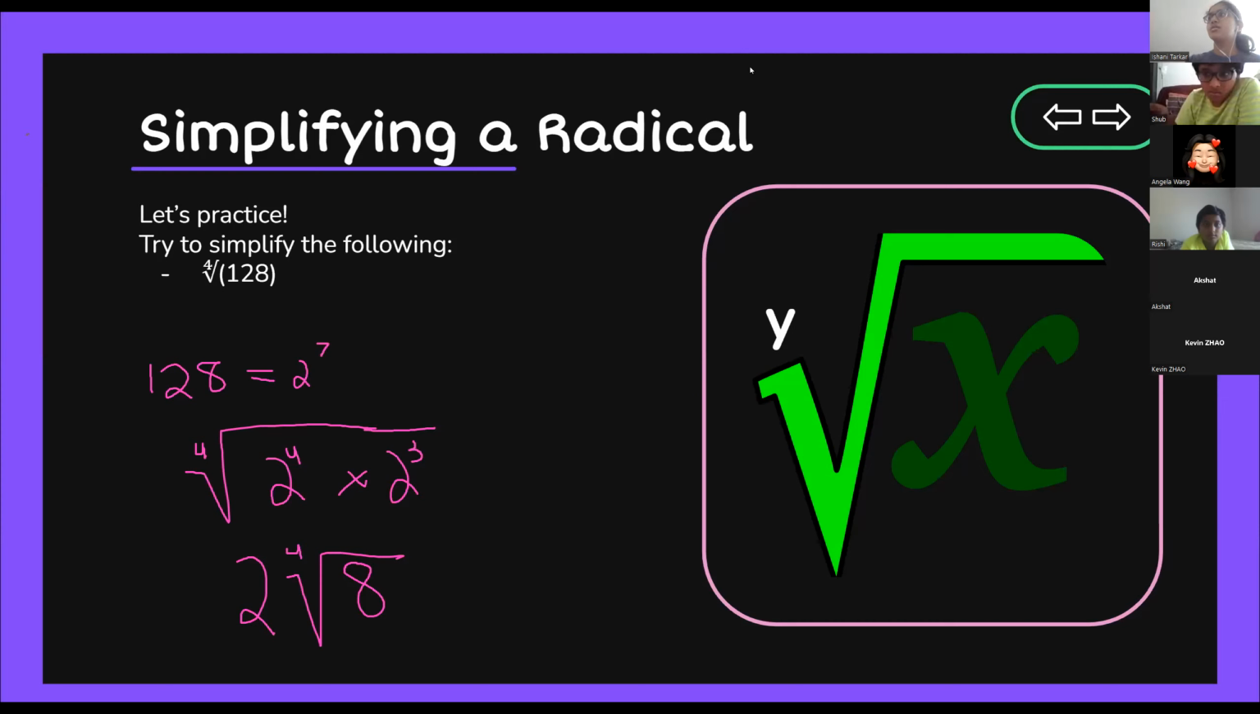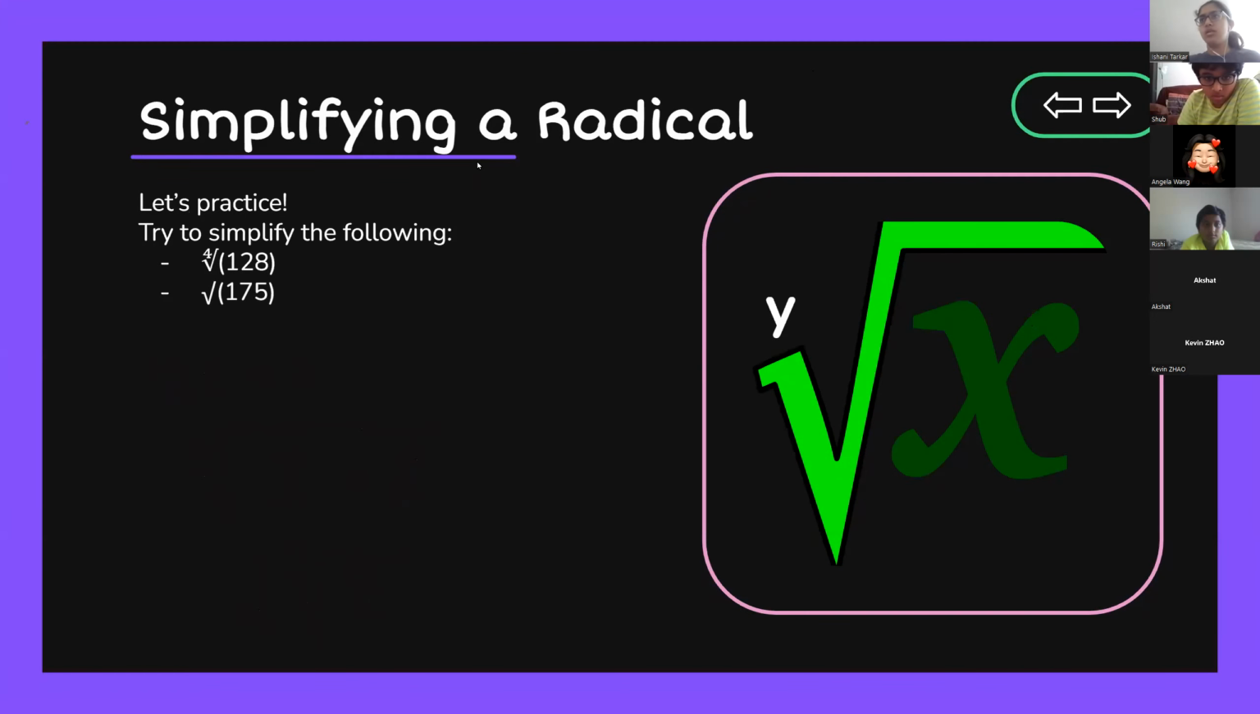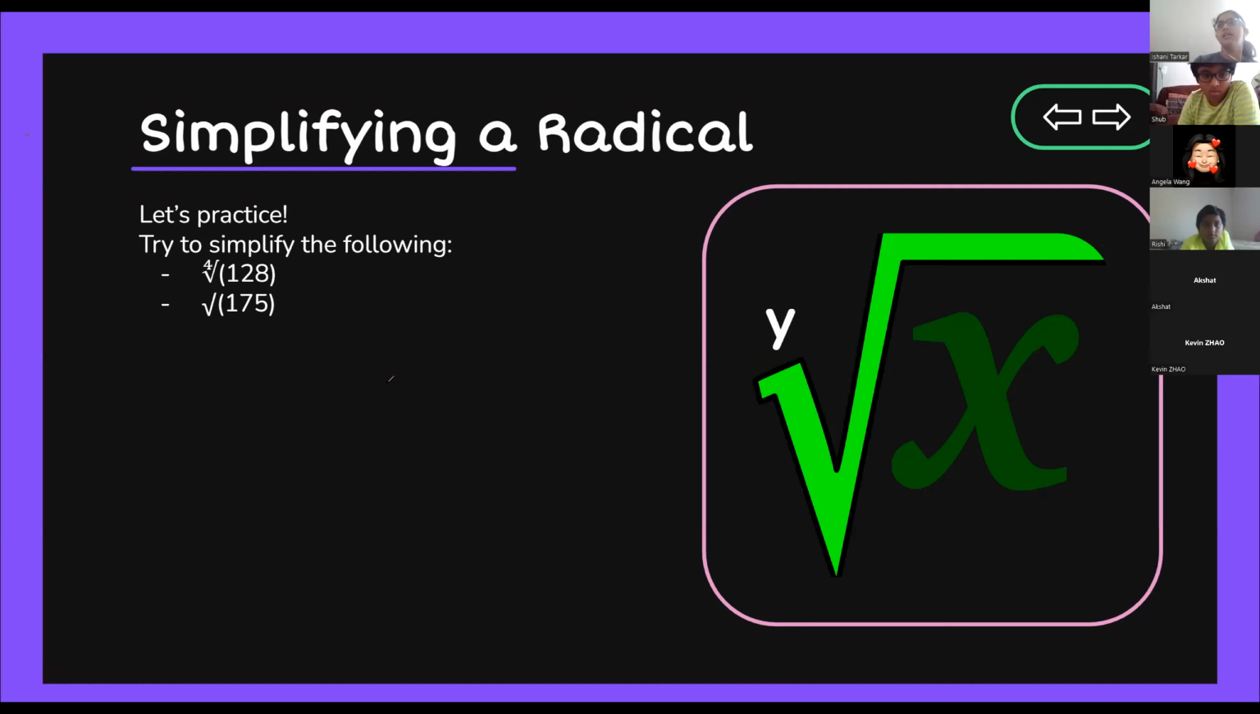Okay. Our next example is radical 175. Remember, the first thing you have to do is factor it out, and then you find the square root of each individual component. I will again copy the radical symbol into the chat. So what is the square root of 175?